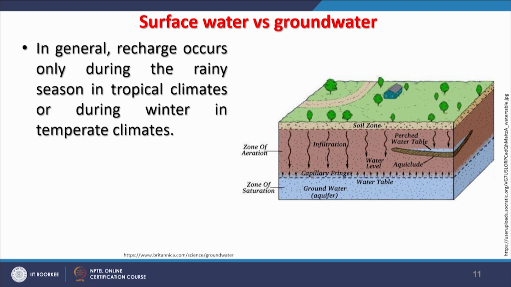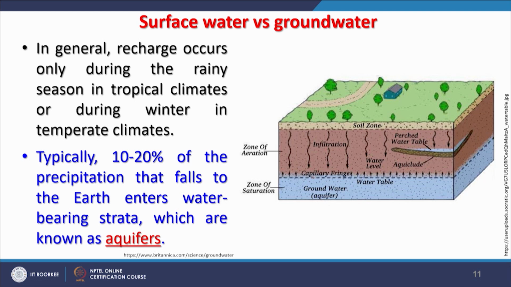And then what happens? Less precipitation, less groundwater recharge, and our water table goes deeper and deeper, only up to a certain depth, and then you do not get the water. So, the water scarcity problem becomes very large. In general, we think that recharge occurs only during the rainy season in tropical climatic conditions or during winter in temperate climate conditions. Basically, whenever there is rain, we have more chances of recharge.